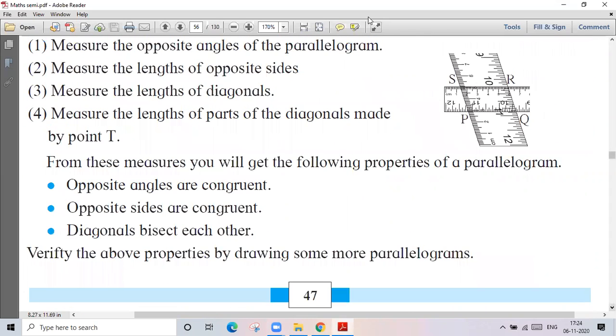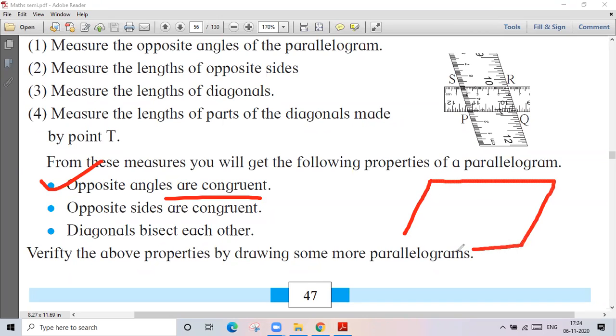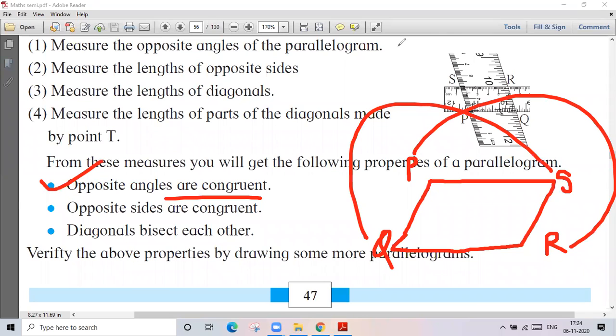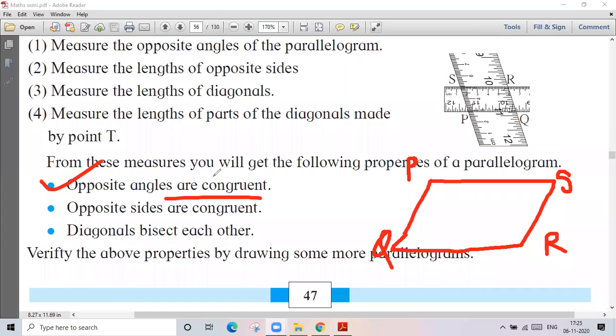So what are the properties, guys? First property, opposite angles of a parallelogram are congruent. Suppose this is a parallelogram P, Q, R, S. Then angle P is equal to angle R and angle S is equal to angle Q. Then opposite sides are congruent. That means PS is equal to QR and PQ is equal to SR.